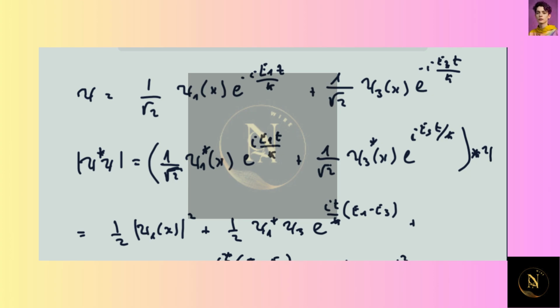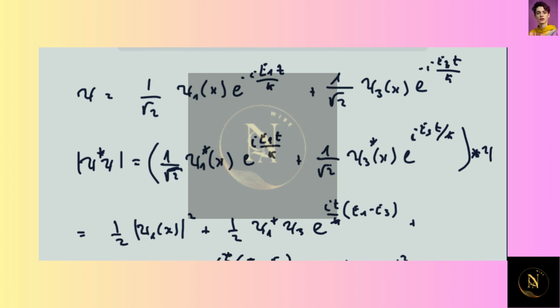So we have 1 over root 2 times the spatial distribution of the ground state wave function, so psi1(x), times its corresponding time evolution function, which is e to the minus i E1 t over h bar, plus 1 over root 2 times the same thing for psi3, the third or the second excited state. Sorry, third excited state. Right? And then we're asked to find the probability distribution.